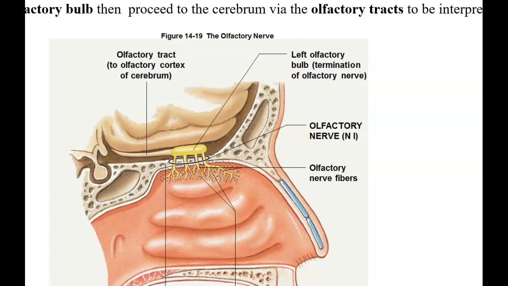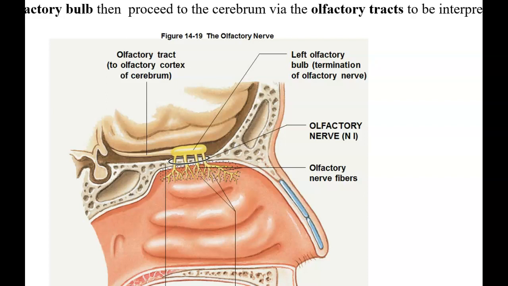And so olfaction, the sense of smell, is the only sensory input that can reach the cortex without first synapsing in the thalamus. So it has a direct line into the cerebrum. It does not have to go through the thalamus, which we'll learn later is the way station or the clearinghouse for sensory information.